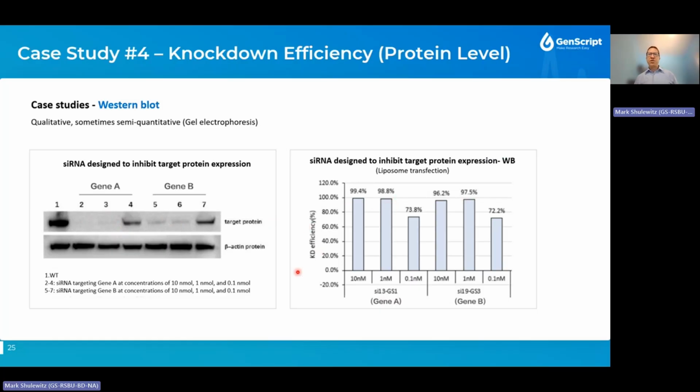And so this illustrates that our siRNAs not only work at the mRNA level, but they also work very effectively at the protein level. And ultimately, in most cases, you probably want to knock down at the protein level.